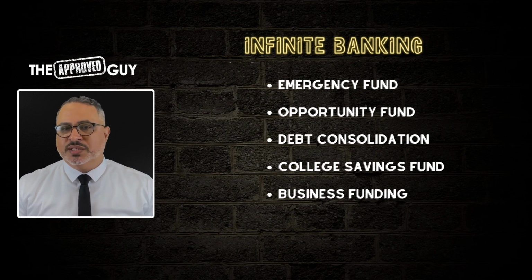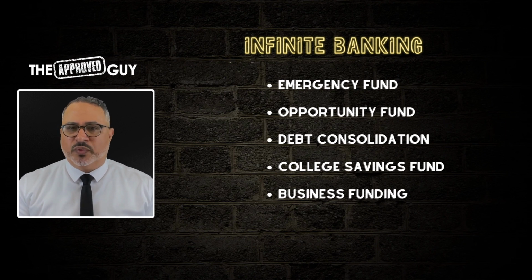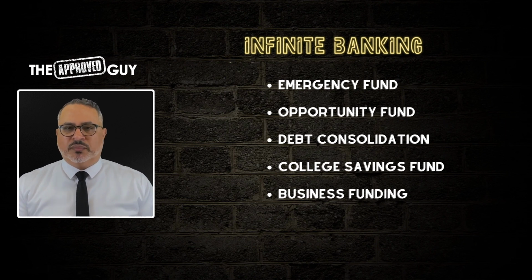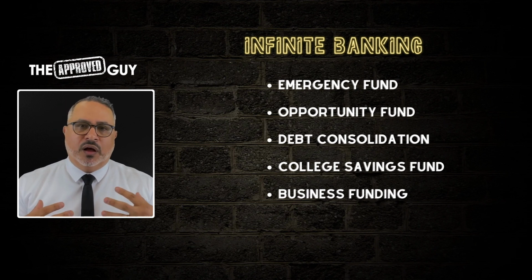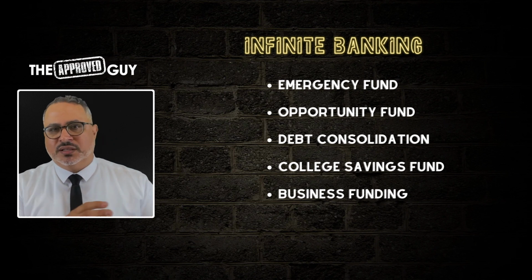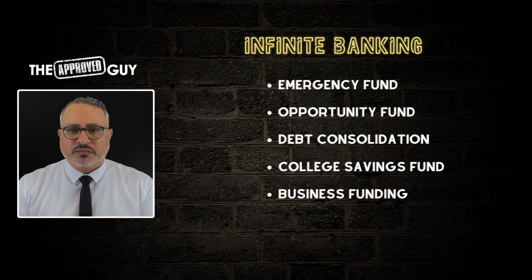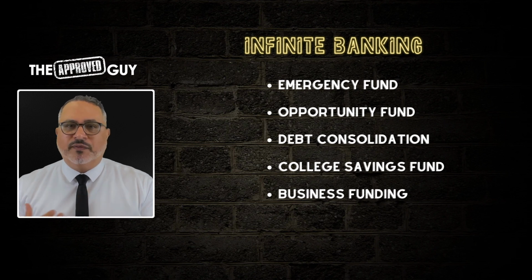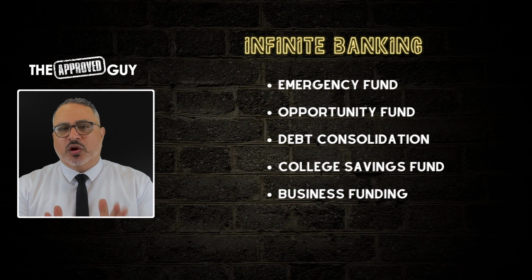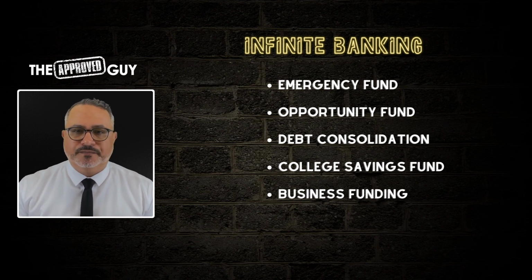Another way is to use it as an opportunity fund. So that may be double or triple the amount of your emergency fund that you've stored in the policy, so that if an opportunity presents itself, you have a safe and secure place to pull money from for that investment or for that opportunity. You can use it for debt consolidation, which is velocity banking. We can use it as a part of our velocity banking strategy, which we're going to talk about a little bit more. You can also use it for a college savings fund.